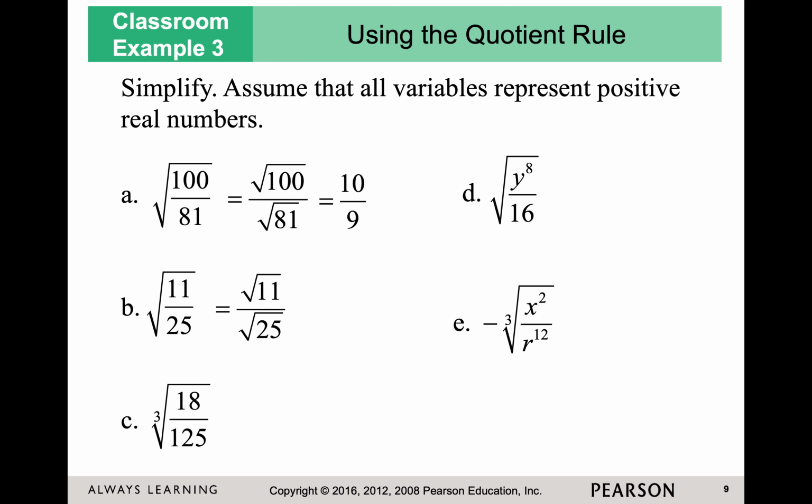Same thing in B. I break it up as two separate roots. The square root of 11 is not a whole number. I'm going to leave that alone. Square root of 25 is 5. So you leave the 11 alone. You just don't mess with it. C, same thing. I'm going to break it up.